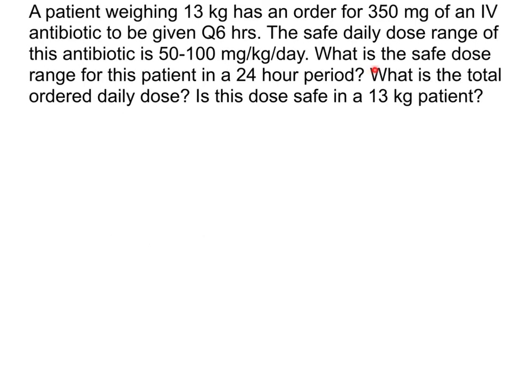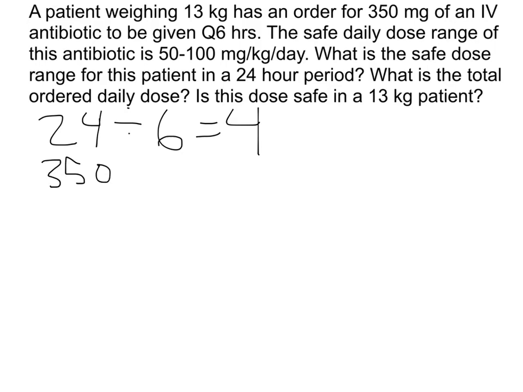When they ask for the total ordered daily dose, we see the order is for 350 milligrams every 6 hours. Well, what exactly does that mean in terms of a daily dose? If there are 24 hours in a day, we divide 24 by 6 and we get 4. That means that the patient is going to be given this dose of 350 milligrams 4 times a day, every 6 hours. So what we have to do is 350 milligrams times 4. And we get 1,400 milligrams.